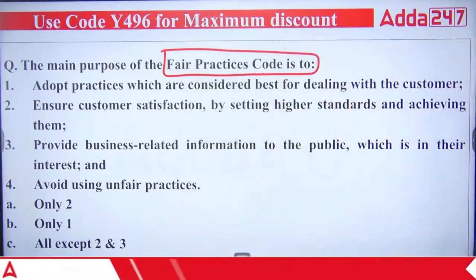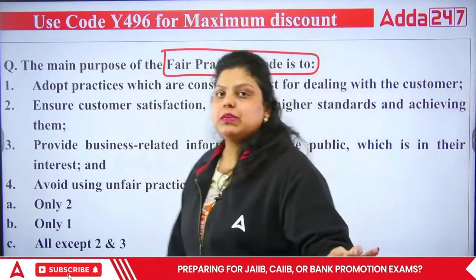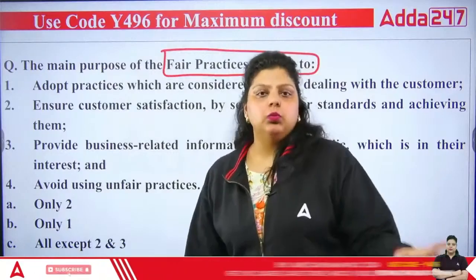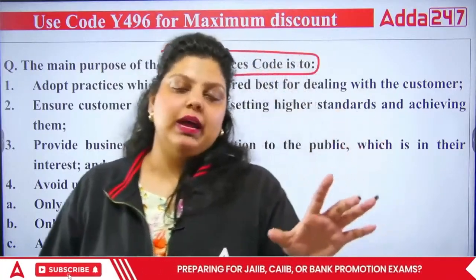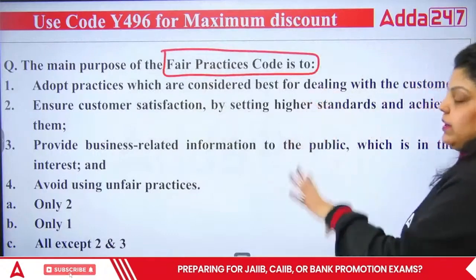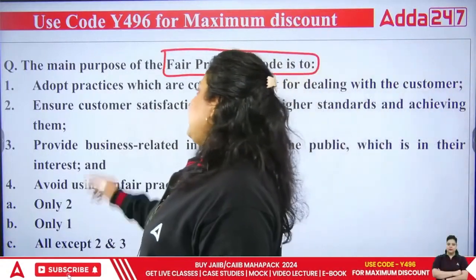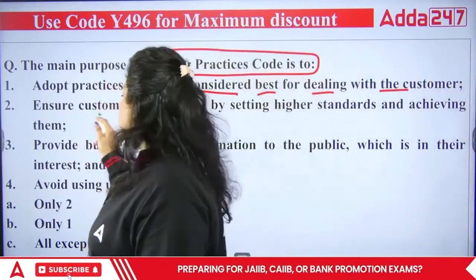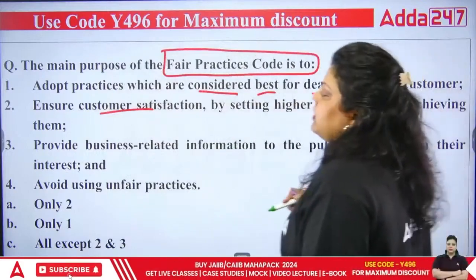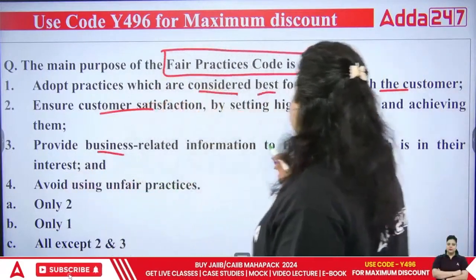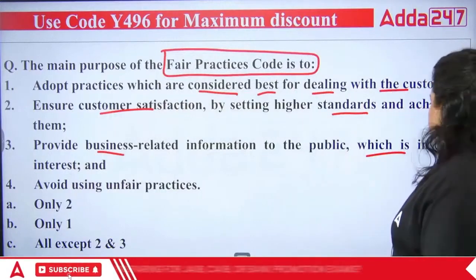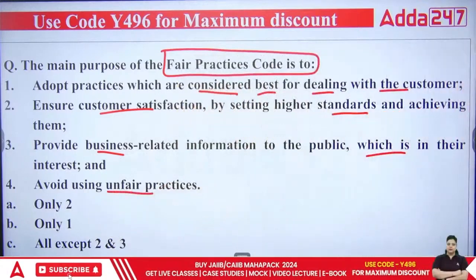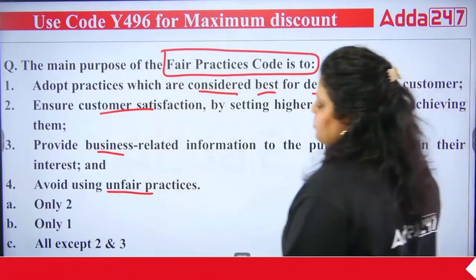And that's what the Fair Practice Code is also. If you are dealing in this business, if you are dealing in this market, you have to do fair trade. No illegal work, no fraud should be done. And that's why RBI gives the Fair Practice Code. So which of the following was the main purpose? First, to adopt practices which are considered best for dealing with the customer. Second, ensure customer satisfaction by setting higher standards and achieving them. Third, provide business related information to the public which is in the public's interest. Avoid using unfair practices. So only two, only one, all except 2 and 3, or all of the above.